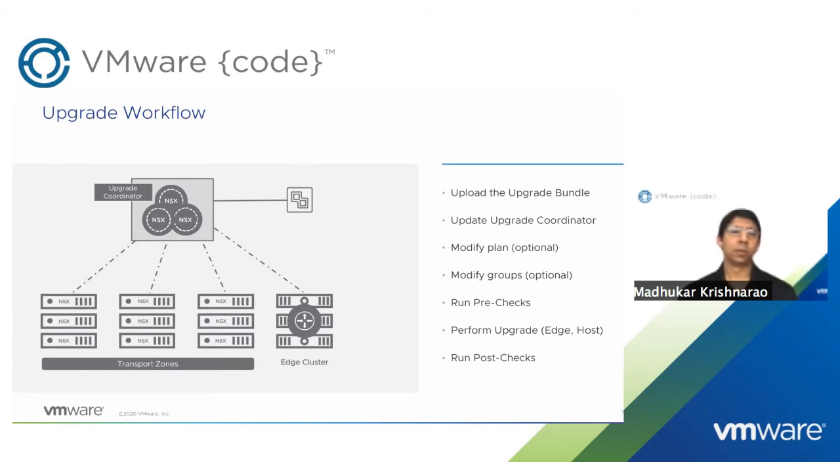Then NSX gives you the ability to plan and group your objects. What I mean by this is, if you have 4 edge nodes and 2 edge clusters, you can group them based on that. You can pause your upgrade between each group. You can do a serial upgrade. You can do a parallel upgrade. Same with hosts as well. So we'll look at how to do that with Ansible. This is basically you planning for your upgrade.